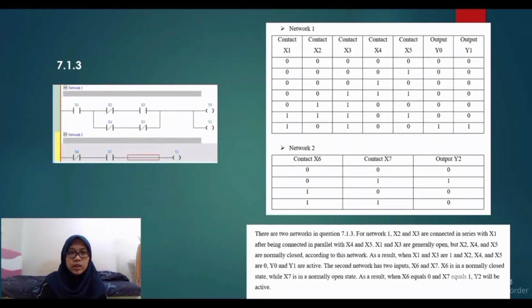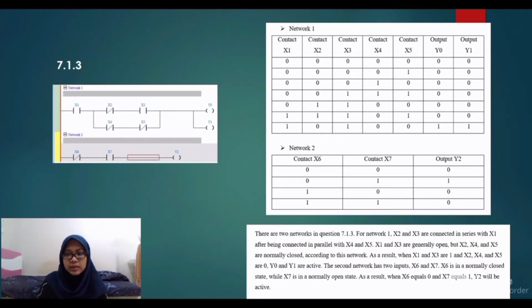What we can observe from question 7.1.3 is that there are two networks. For network 1, X2 and X3 are connected in series with X1, after which we connect in parallel with X4 and X5. X1 and X3 are normally open, but X2, X4 and X5 are normally closed according to this work. As a result, when X1 and X3 are 1, and X2, X4, X5 are 0, Y0 and Y1 are active.